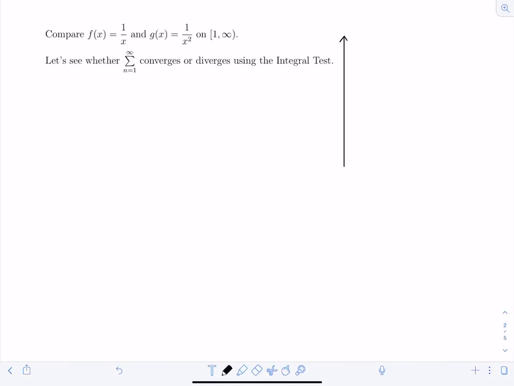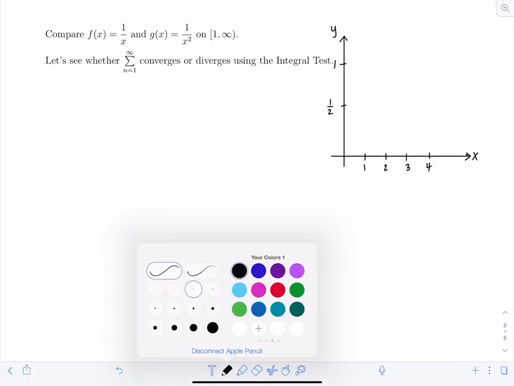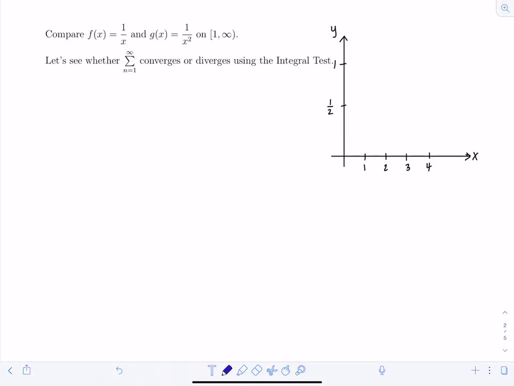So I'm only going to draw values in the first quadrant. Okay, here's x, here's y, and maybe we'll just plot the first 4 x values in these functions. So I'm not plotting a series, I'm plotting functions. Okay, so f of x is 1 over x. So 1 over 1 is 1. 2 is going to be 1/2. 3 is 1/3, maybe here. And 4 is 1/4. Okay, so this is f of x.